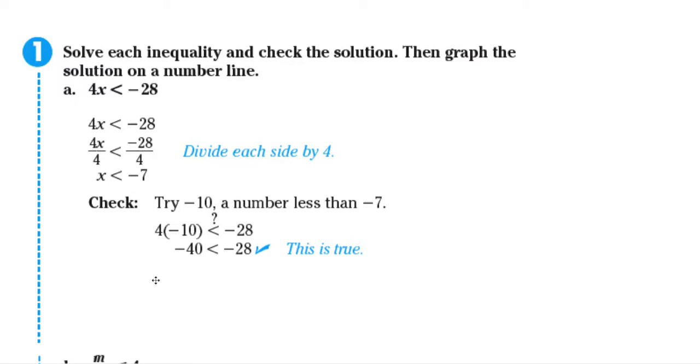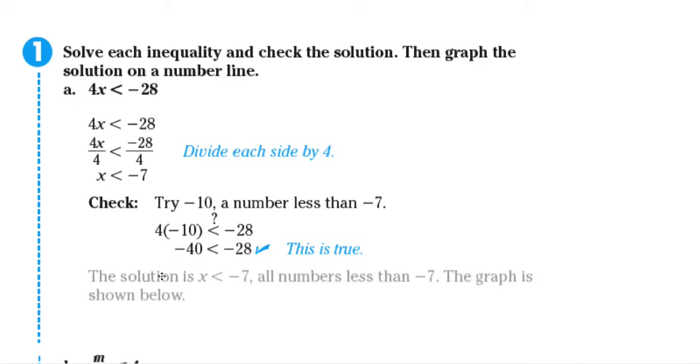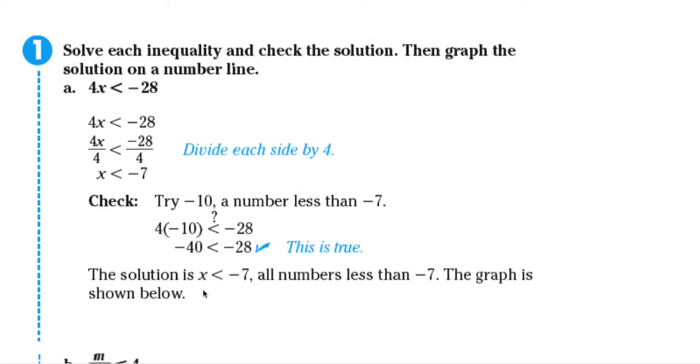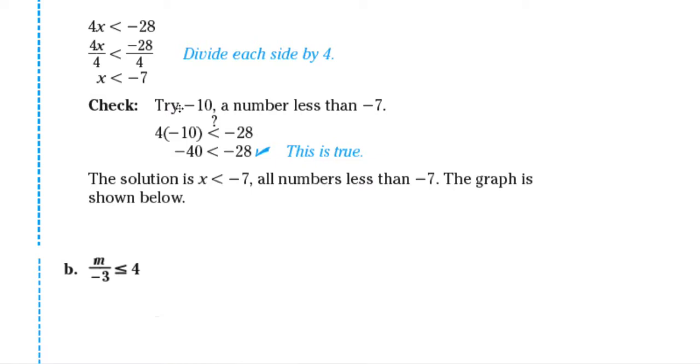Okay? And then it says there, graph the solution set on the number line. So the solution is all numbers less than -7. Okay, and therefore, since it's a less than sign, you'll have an open dot on -7 going to the left. So an open dot on -7 going to the left.